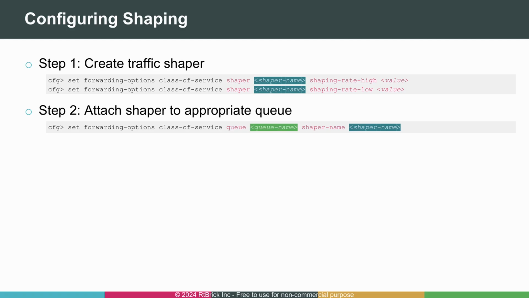This slide summarizes the commands used to define a shaper. Shapers can be directly assigned to queues using the set forwarding-options class-of-service queue shaper name command, or applied within schedulers, which we'll cover next.